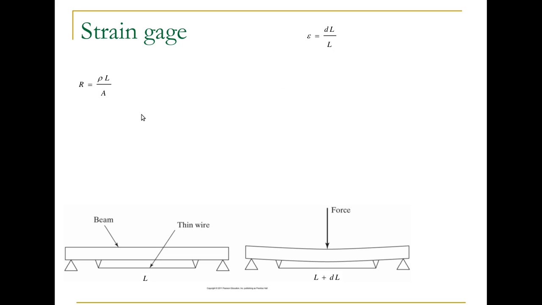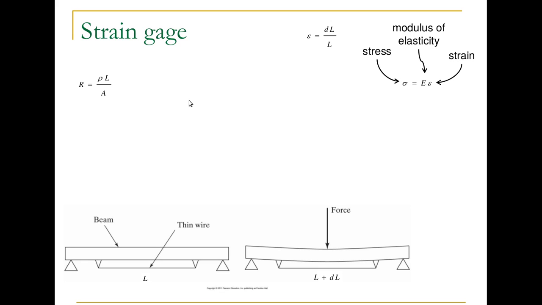A strain gauge is a conductor, and its resistance changes with strain. So here's the resistance for a wire, rho L over A. Rho is the resistivity, which depends on the material and the temperature. L is the length of the conductor or wire, and A is the cross-sectional area.